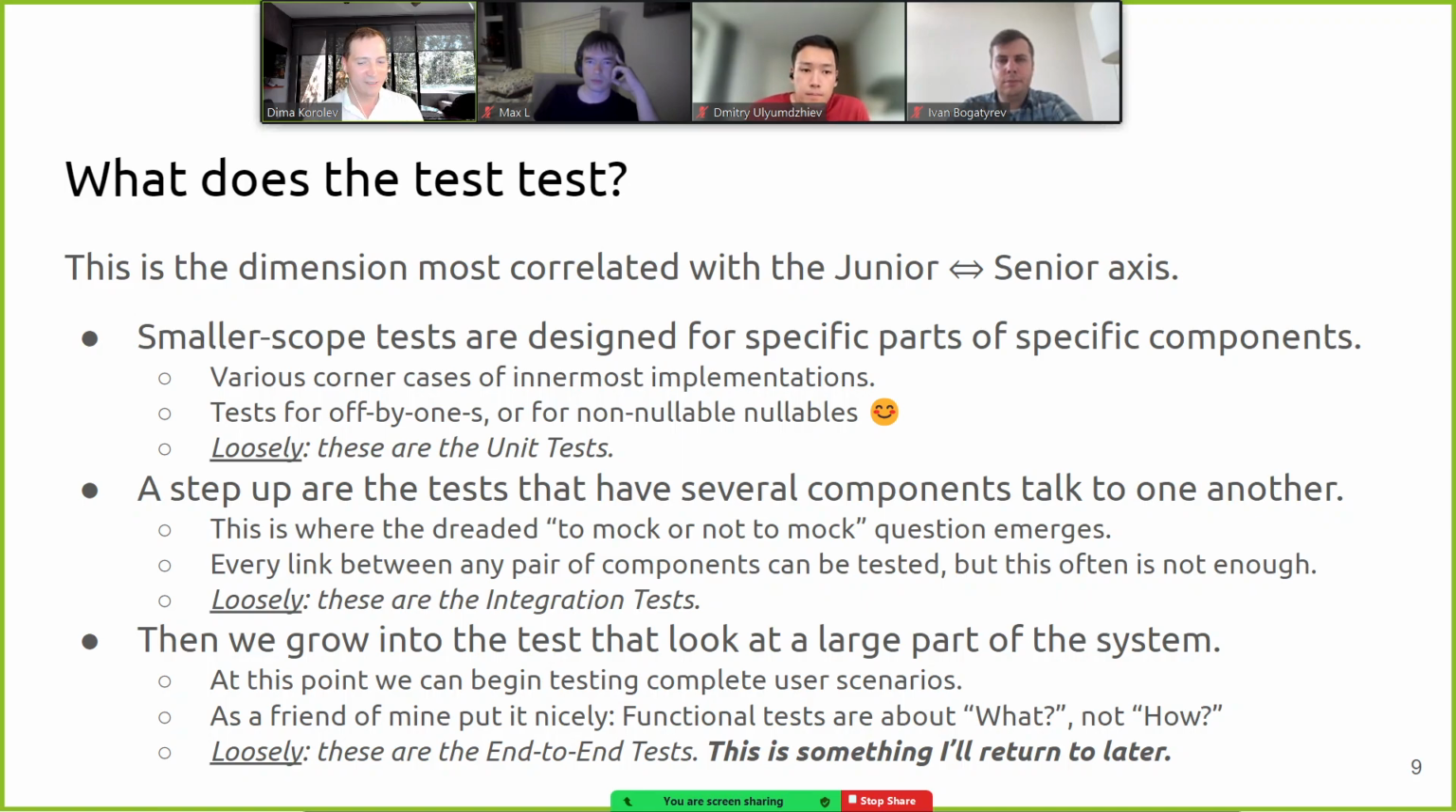When it comes to what a particular test is for, a lot of times people do ask me, how is it different when a junior person writes tests versus a senior person writing tests? I don't think it's a single dimension, but this one is mostly correlated with this dimension. And basically the answer is, the more junior a person is, the more self-contained and local the test would be. So to me it's kind of clear.